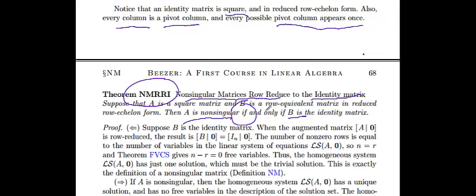That proves the if part of the statement. If B is the identity, then A is non-singular. Now we have to show the only if part. In other words, if A is non-singular, that is, A has a unique solution, then B is the identity matrix.